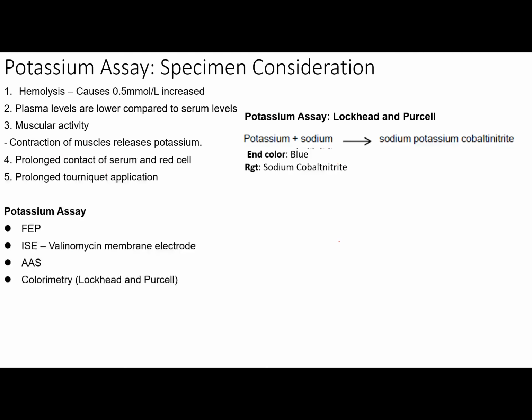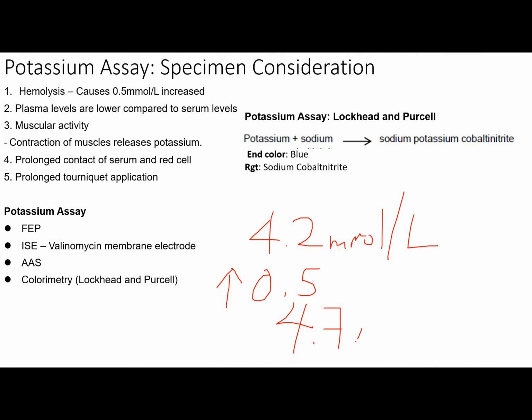Okay, let's continue. Now, potassium assay. So first we need to have specimen considerations, class. So if you're going to use a hemolyzed sample, let's say the patient's actual potassium is 4.2 millimole per liter. But because you use a hemolyzed sample, this would now cause it to increase by 0.5. So instead of 4.2, it would now become 4.7 millimole per liter.